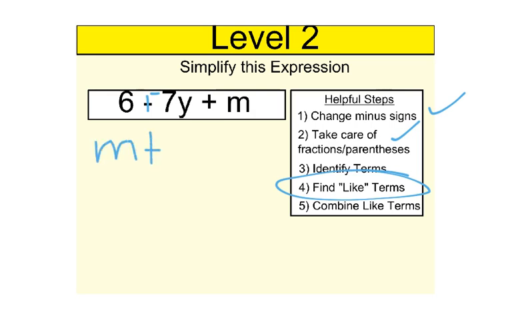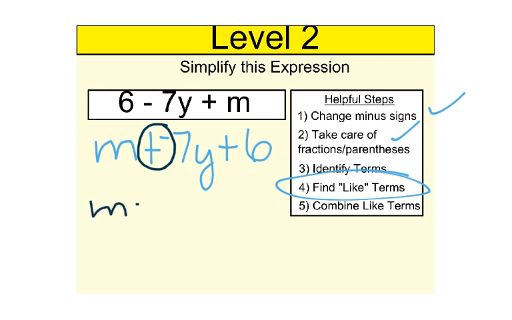Then I'm going to write my y plus a negative 7y, and then I'm going to write my plus 6 because that is a positive 6. Okay, after I do that, I want my best possible answer. Remember, the best possible answer is getting rid of these double signs right here. We're going to do the opposite. Remember, I changed it to plus a negative. What was it before up here at the top? It was just minus. So my best answer is going to be m minus 7y plus 6.